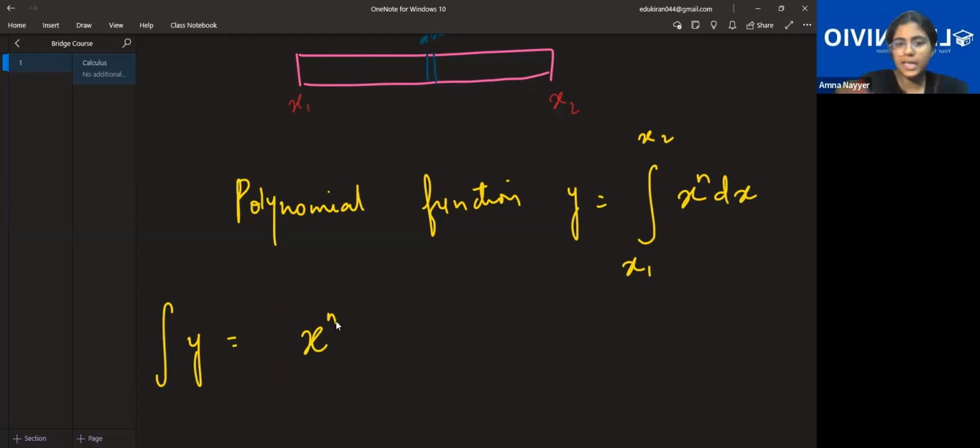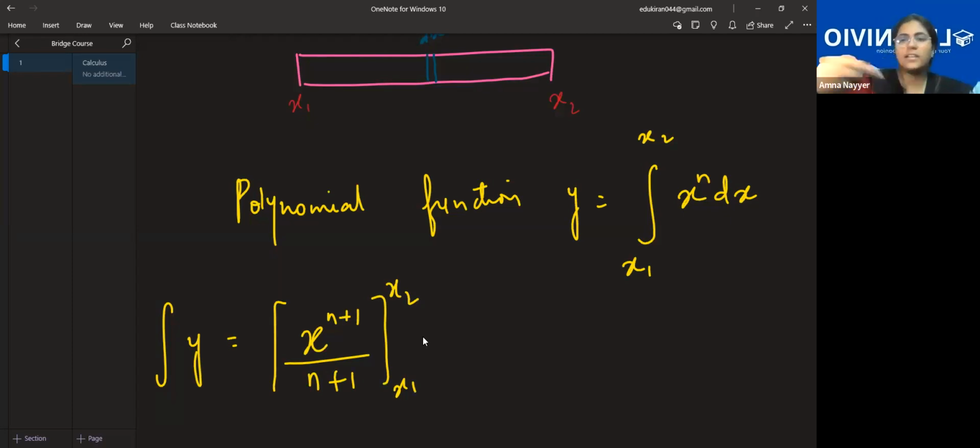In this power n, we used to subtract 1 when we used to differentiate, right? Right now we are performing integration. So in integration, what we do? We add 1 to the power. So if it is x to the power n, this becomes x to the power n plus 1. Fine. Now, whatever power you have obtained, n plus 1, we bring it into the denominator, n plus 1, and you have the limits from x1 to x2.